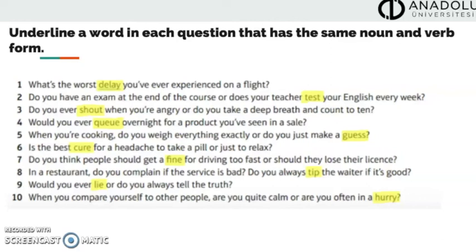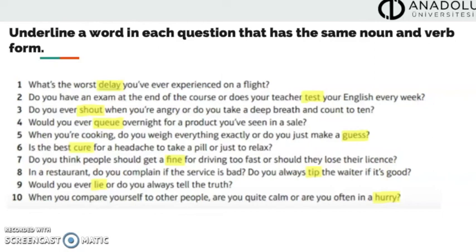Number 7. Do you think people should get a fine for driving too fast, or should they lose their license? The word fine is a noun here, but its verb form is the same. Number 8. In a restaurant, do you complain if the service is bad? Do you always tip the waiter if it is good? The word tip is a verb here, but its noun form is the same. Number 9. Would you ever lie, or do you always tell the truth? The word lie is a verb here, but its noun form is the same.